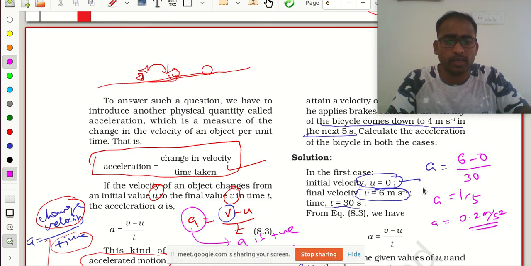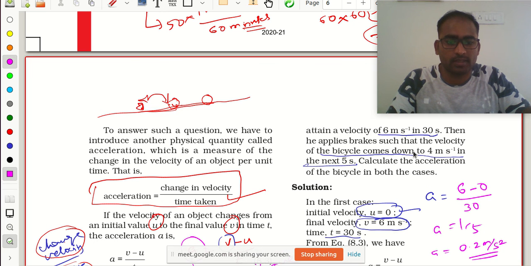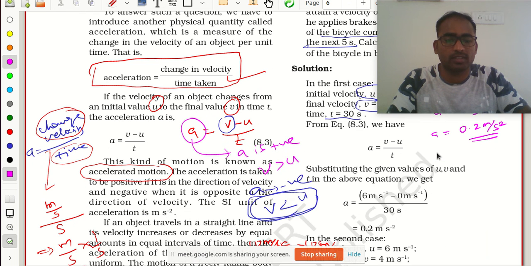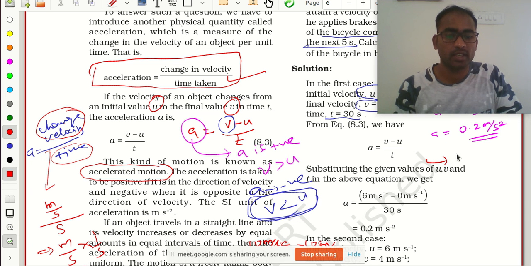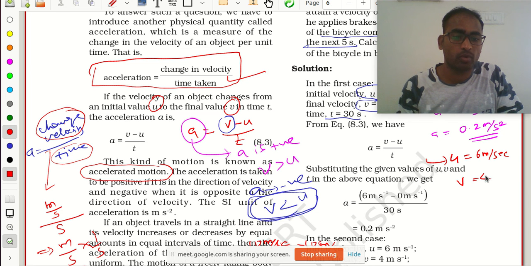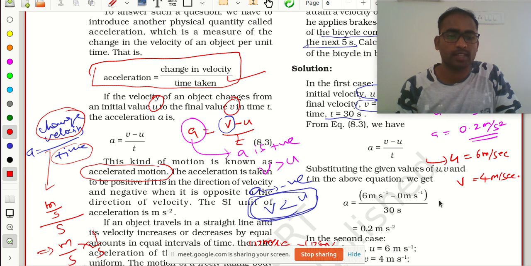Next, he applied the brakes on his bicycle and the velocity comes down to 4 meters per second in the next 5 seconds. So in the second case, what is his initial velocity? When applying the brake, he changes from 6 meters per second to 4 meters per second. So his initial velocity u is 6 meters per second, and his final velocity after braking is 4 meters per second. So what is the change in velocity?